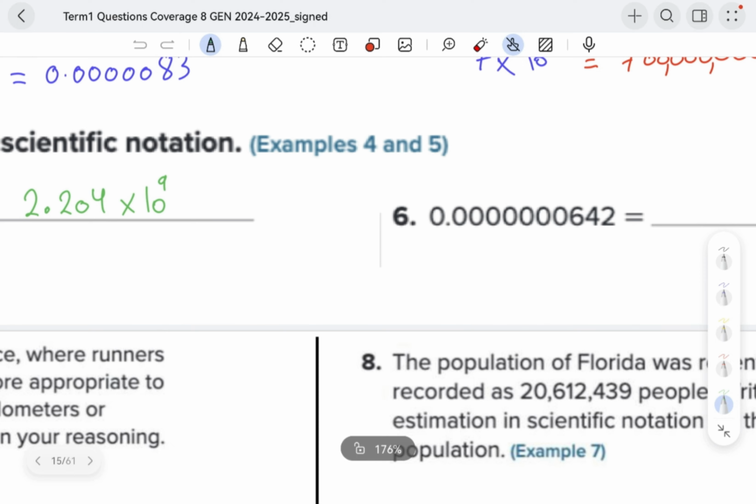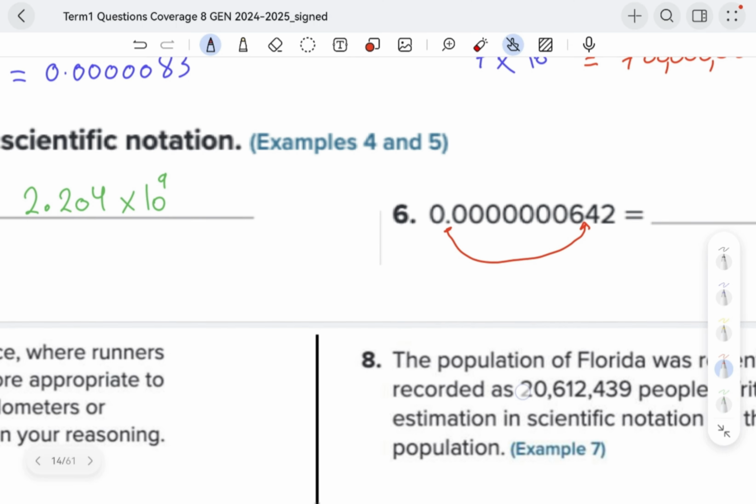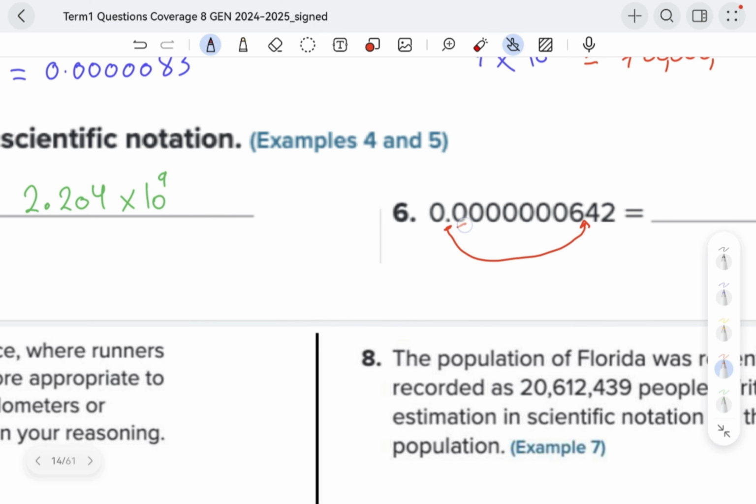The next one. Here also we're going to move the decimal point, so we're going to have only 1 digit and a non-zero digit in the whole part. So we're going to move the decimal point here. We're going to move it to the right. So we can have a negative exponent. 1, 2, 3, 4, 5, 6, 7, 8 digits to the left. So it will be 6.42 times 10 to the power negative 8.